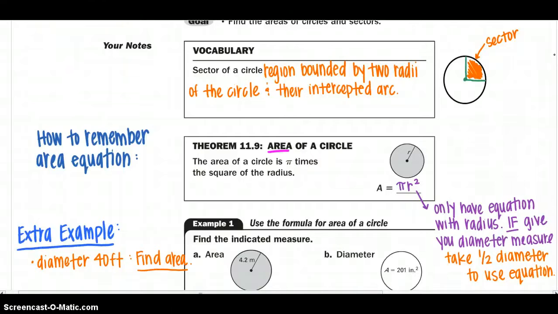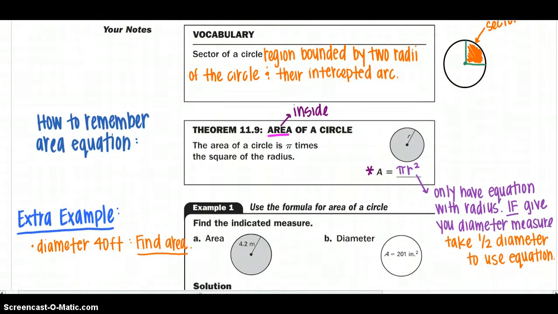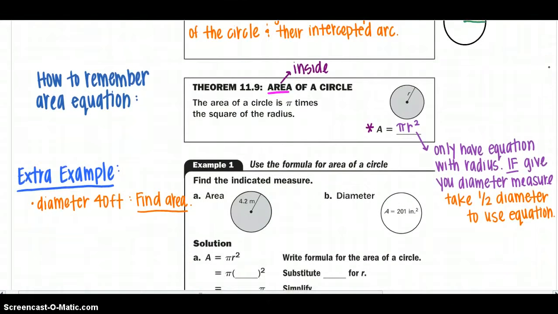Going down a little bit further to some information we already might know, Theorem 11.9, the area of a circle. And again, you have to remember we are looking at area now. So what is the inside of your figure? The area of a circle is pi times the square of the radius. So I have already written out the equation in terms of variables.